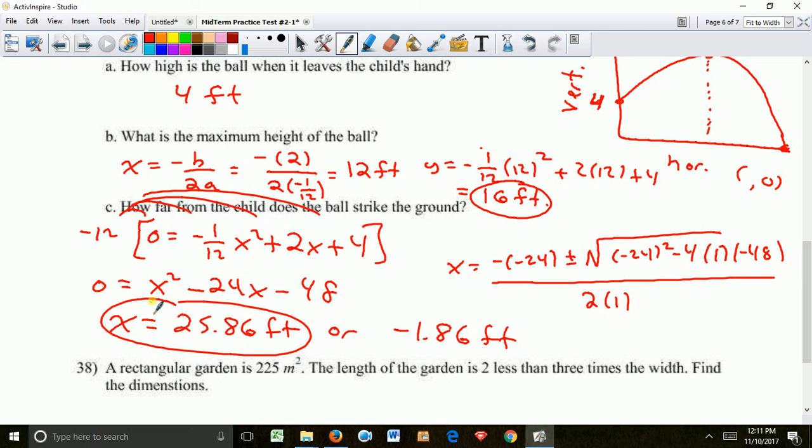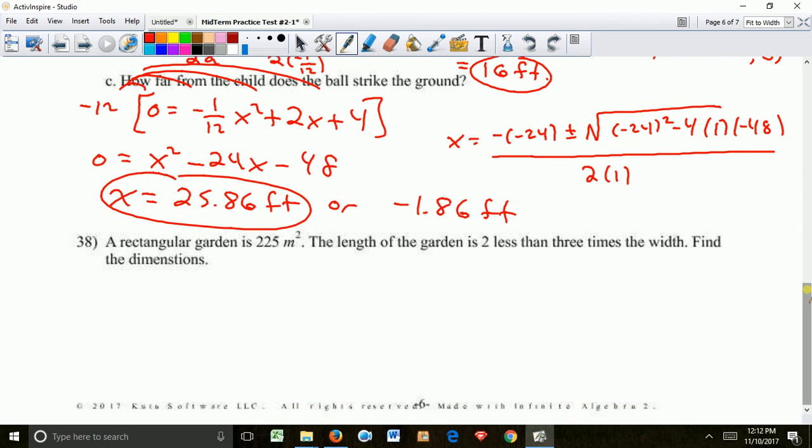All right. I'm going to move on to the very last problem now. A rectangular garden is 225 square meters. The length of the garden is 2 less than 3 times the width. Find the dimensions. I would draw a rectangle like this.